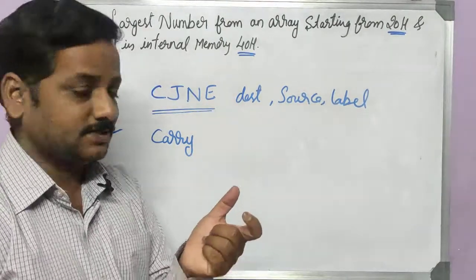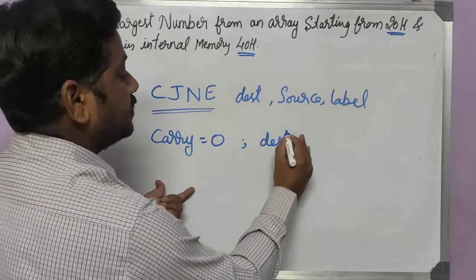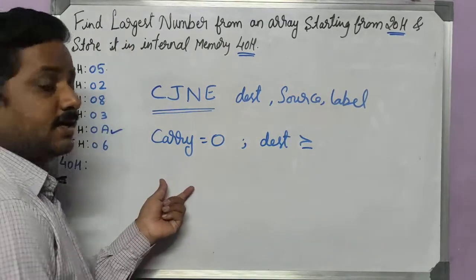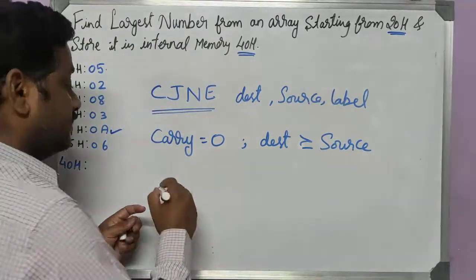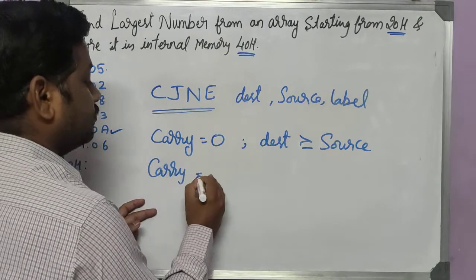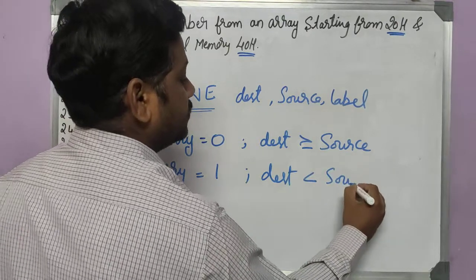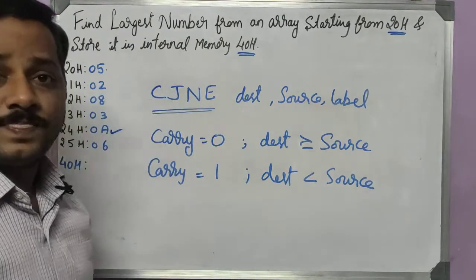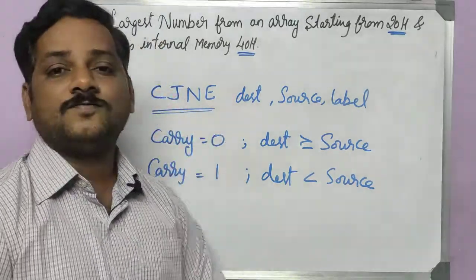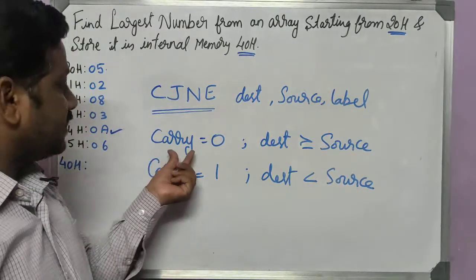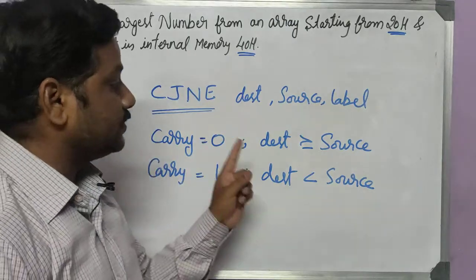But there is one condition. The carry flag is going to become 0 if the content of destination is greater than or equal to source. If not, then carry is going to become high, meaning if destination is lesser than source. This condition you need to remember. It is going to play an important role in finding the largest number. So carry is going to become 0 if destination is greater than source. This is the thing you need to understand.